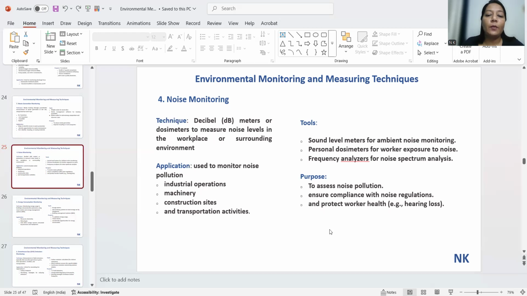For the purpose part: to assess noise pollution, ensure compliance with noise regulations, and protect worker health, like hearing loss and so on. So this is the purpose for noise monitoring.